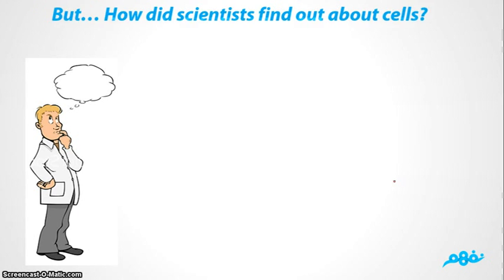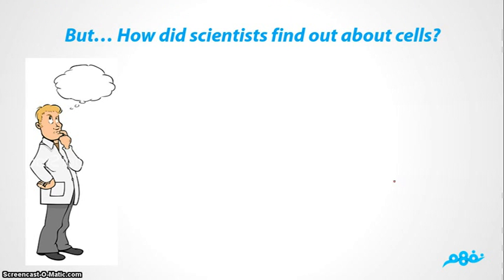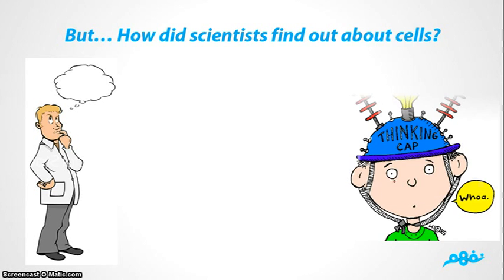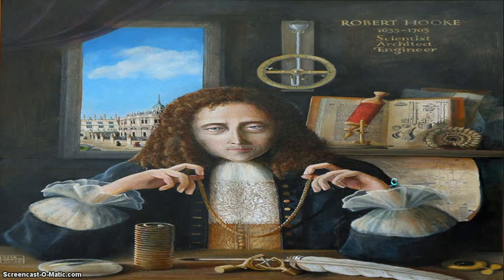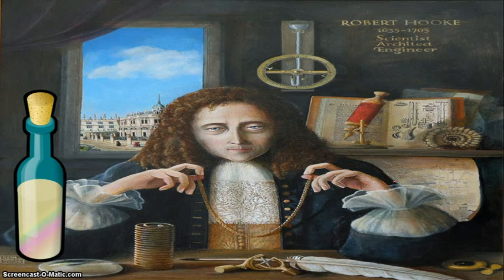Okay, another question is, how did the scientists find out about the cell that we cannot see with our own eyes? We'll put our thinking caps on and go through a time machine back in time to visit them and learn how they found out about cells. Okay, we will land first at Robert Hooke's office. He was a scientist, architect, and engineer, which is really great. It's very inspiring. Now, what did he examine under his red microscope that I can see from here? It's a piece of cork.